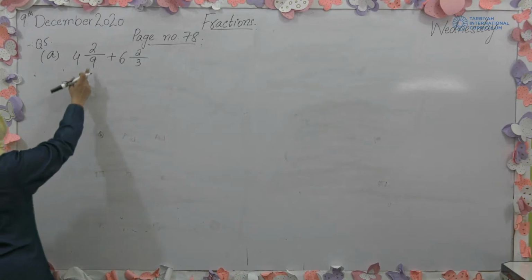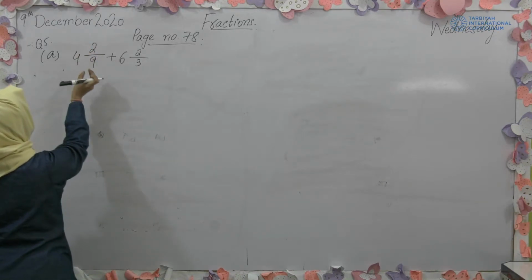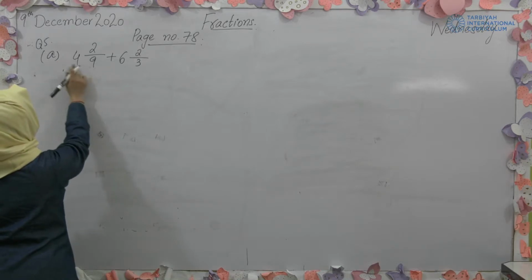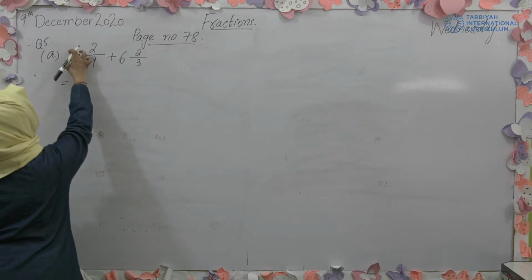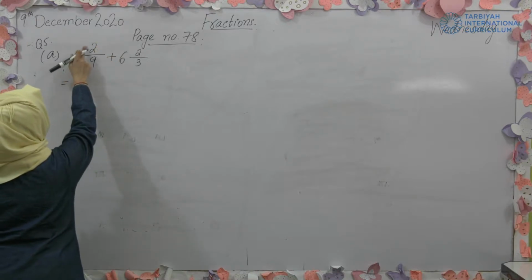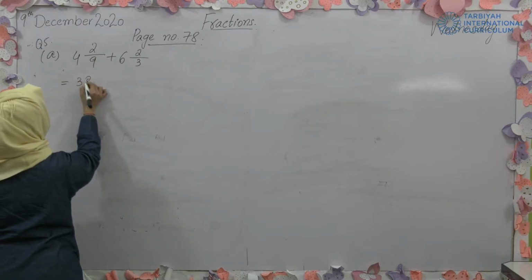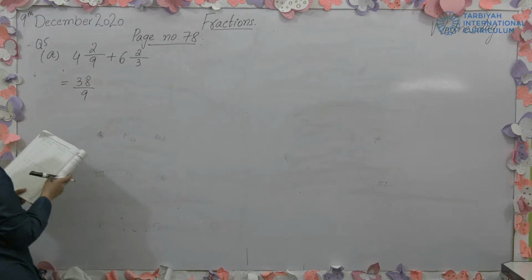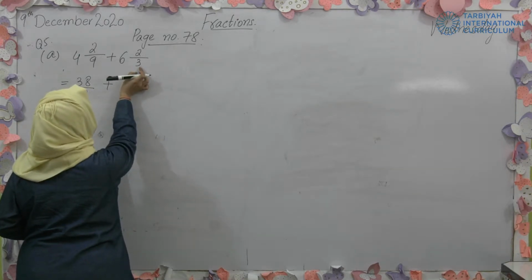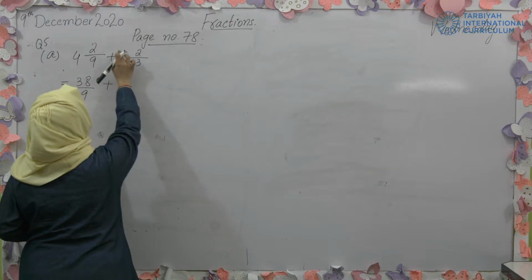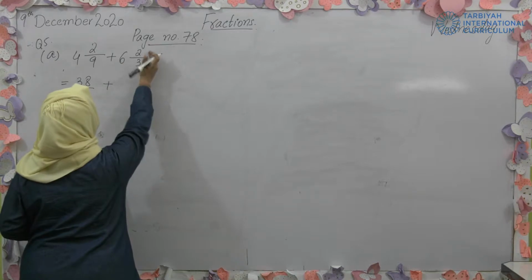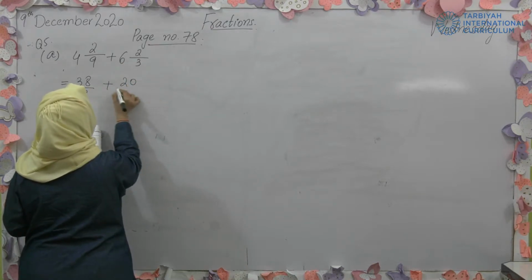First we will change mixed numbers into improper fractions. Denominator multiplied by whole number, 9 4s are 36, then it will be added to the numerator. 9 4s are 36 plus 2, 38 by 9. This is the improper fraction. Plus 3 6s are 18, denominator multiplied by the whole number, and then it will be added to the numerator. 3 6s are 18 plus 2, 20 by 3.